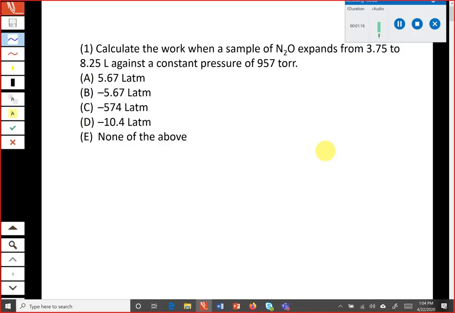All right, so the first problem here is going to be to calculate the work when a sample of N2O expands from 3.75 to 8.25 liters against a constant pressure of 957 torr. This is the only really work calculation you'll have to be able to do, which is called expansion work. It's where a gas either expands or contracts or is compressed. And the equation for this is that the work is going to be equal to the negative of the external pressure times the change in volume.